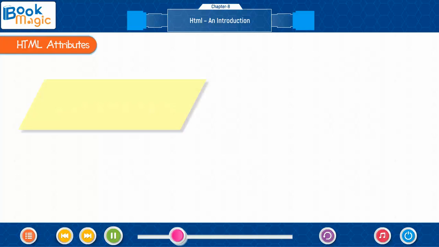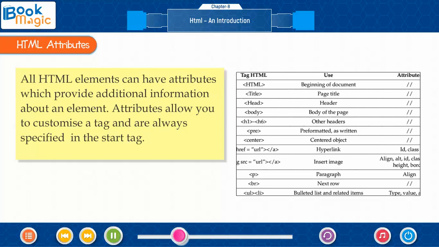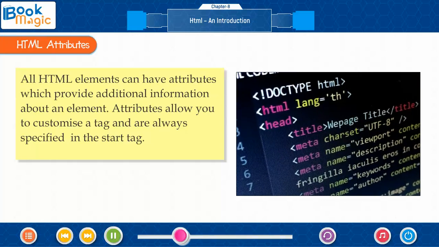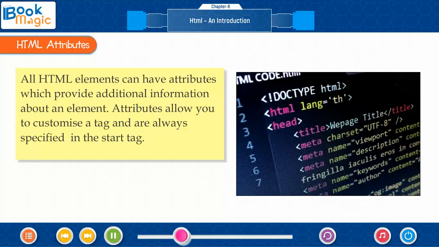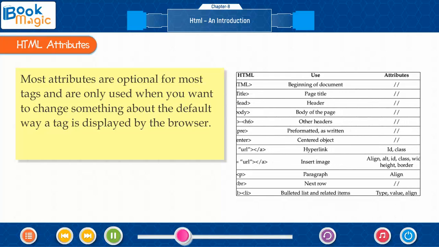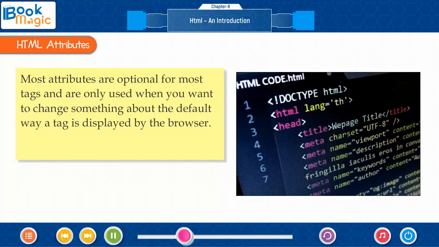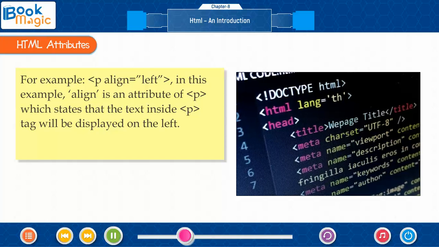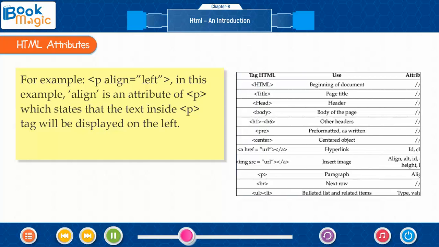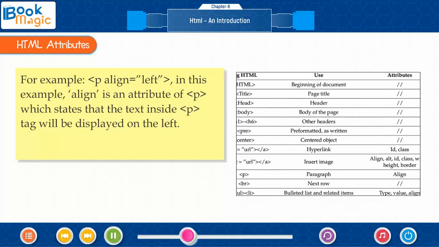HTML attributes. All HTML elements can have attributes which provide additional information about an element. Attributes allow you to customize a tag and are always specified in the start tag. Most attributes are optional for most tags and are only used when you want to change something about the default way a tag is displayed by the browser. For example, <p align="left">. In this example, align is an attribute of the <p> tag which states that the text inside the <p> tag will be displayed on the left.